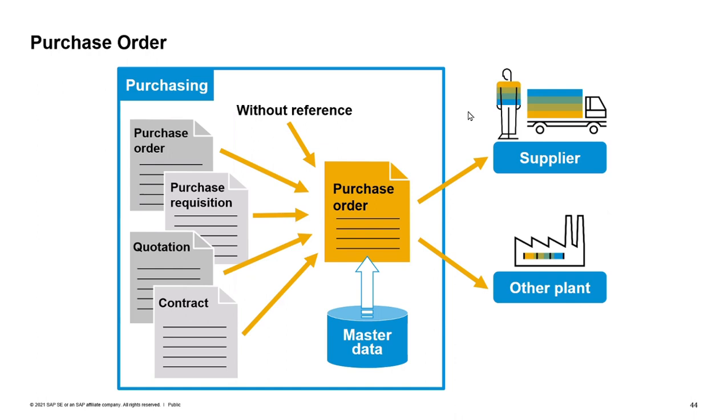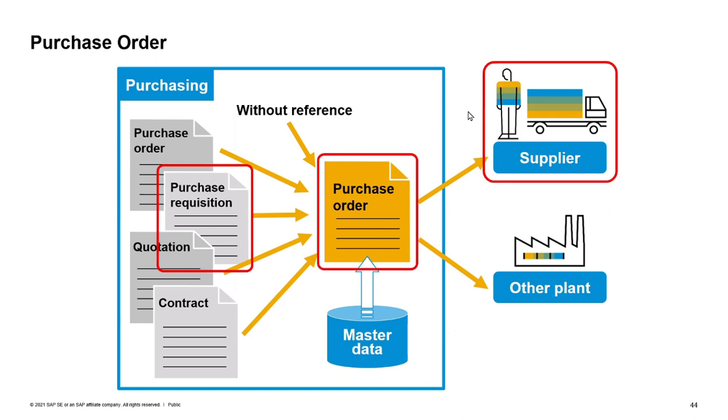If you order from an external supplier, you create a standard purchase order, item category standard. So the system knows it's a business transaction with a business partner. If the source of supply is a plant belonging to your company, you create a stock transfer order. During this course, we're focusing on the example, as I said previously, of converting a purchase requisition into a PO, and this PO will be a standard PO, so it will be from an external supplier.